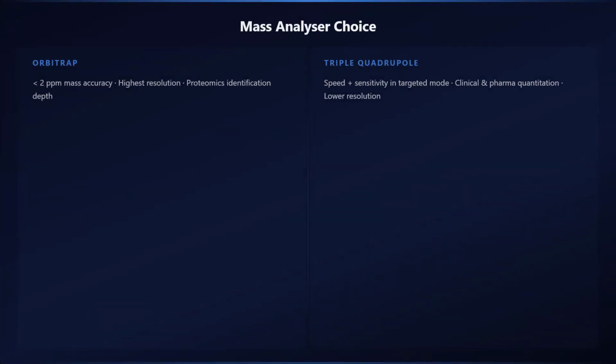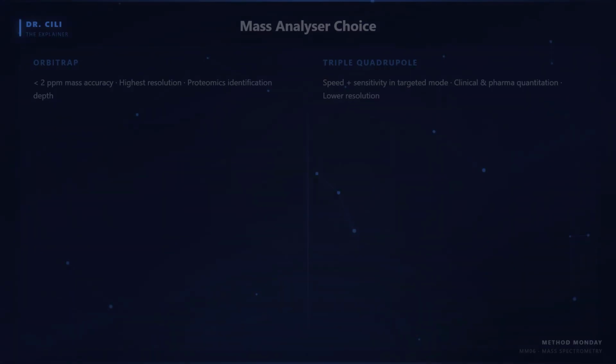The mass analyzer at the core of the instrument comes in several architectures. The Orbitrap gives you the highest mass accuracy, sub 2 parts per million, and the best resolution, which is why it dominates proteomics. The triple quadrupole sacrifices resolution for speed and sensitivity in targeted mode. It is what clinical and pharmaceutical labs use for quantitation. Time-of-flight instruments are fast and accurate, common in metabolomics and drug discovery. The choice of platform depends on whether you need identification depth, quantitation sensitivity, or throughput.